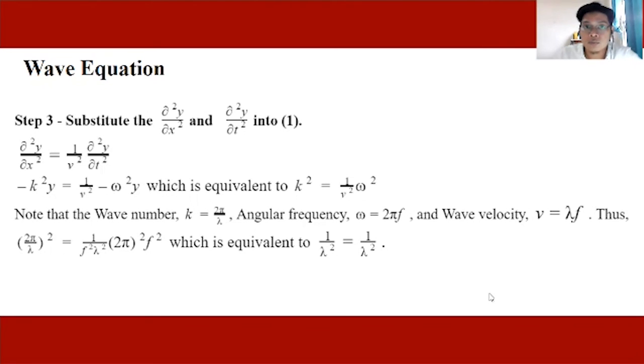And by substituting those products in the equation, we will get 1 over lambda squared is equal to 1 over lambda squared. Thus, by using the standard wave equation, which is equation 1, we can prove that the form of the traveling wave on the string, which is equation 2, is also the proper wave equation since the left side is equal to the right side.